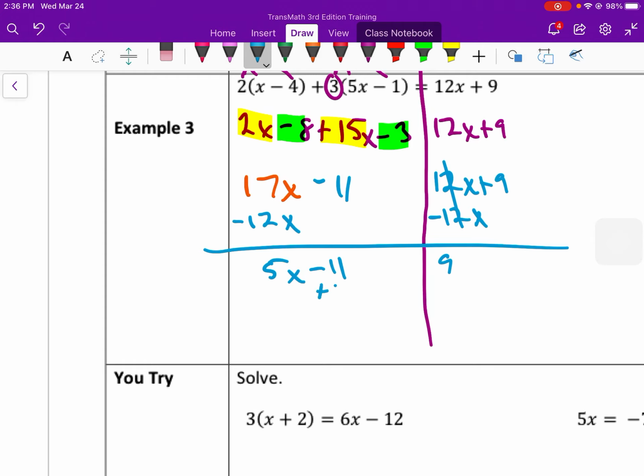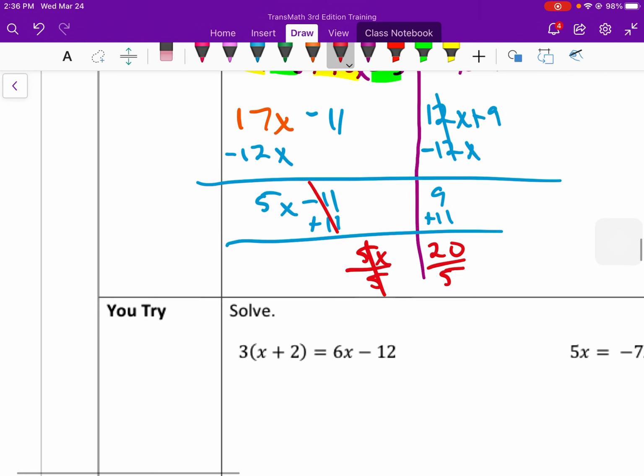Solving for x, so we want to add 11 to both sides, because that's the opposite of subtracting 11. 5x equals 20, divide by 5. So we just have x by itself equals 4.